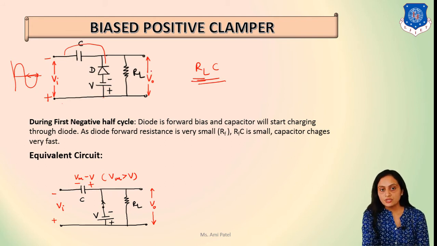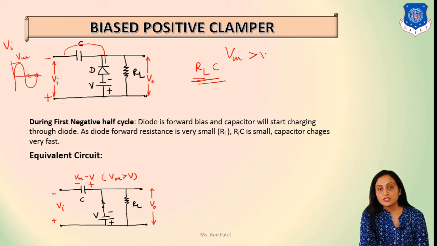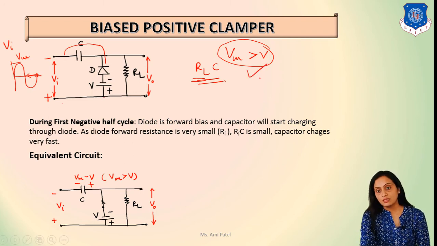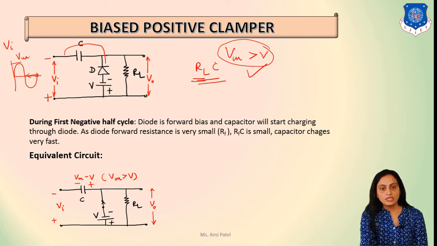Here we are considering that Vm is the positive peak of this input signal. This Vm is greater than the reference voltage V. This is very important to keep in mind. That is why we can say that this diode is forward biased. This has to be considered while designing. So Vm is greater than V, that's why the diode is on. During the first negative half cycle, the diode is forward biased.